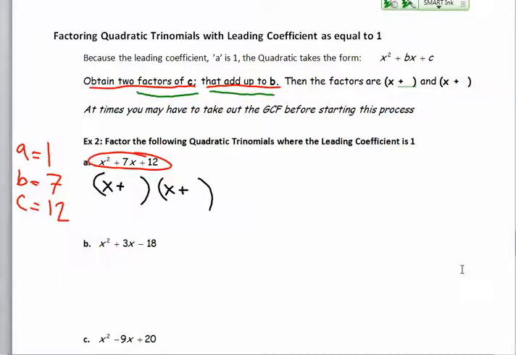So I can start by listing my factors of c. Well, c is 12. What are my factors of 12? I obviously have 1 and 12, 2 and 6, 3 and 4. Since it's a positive 12, I could also do a negative 1 and a negative 12, a negative 2 and a negative 6, and a negative 3 and a negative 4. Each of these pairs, if I multiply them together, would give me 12. For example, 3 times 4 equals 12, right?